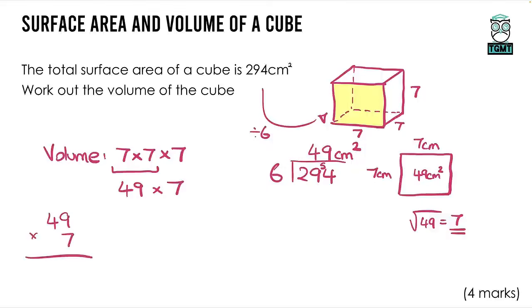7 times 9 is 63. 7 times 4 is 28, plus the 6 is 34. So 343 is our answer. This is of course a volume, so 343 centimetres cubed is the volume of this cube.